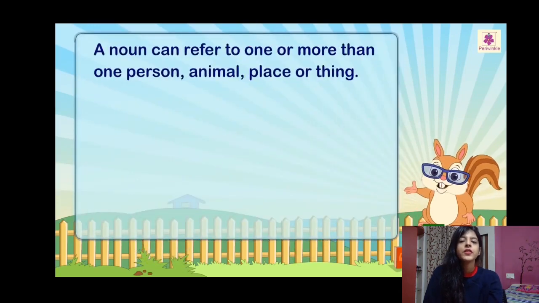A noun can refer to one or more than one person, animal, place or thing. So what does that mean? A noun is not limited to one person, one place, one animal and one thing. That means we can use nouns to speak about many people, many animals, places or things.